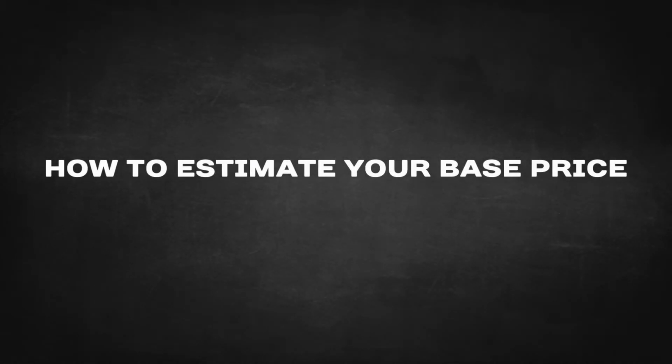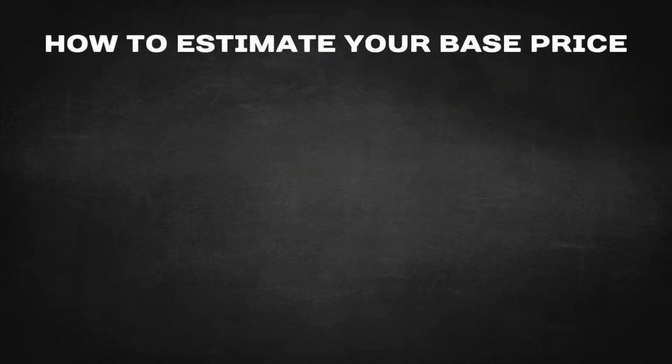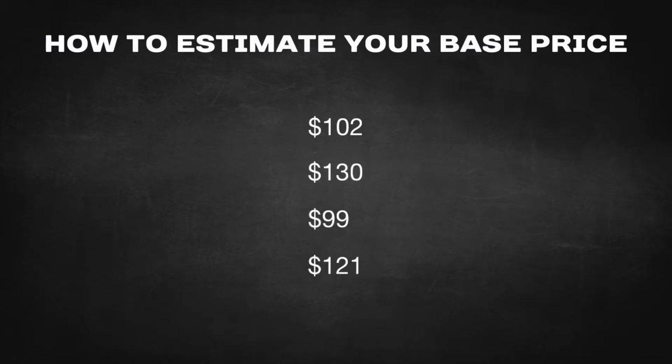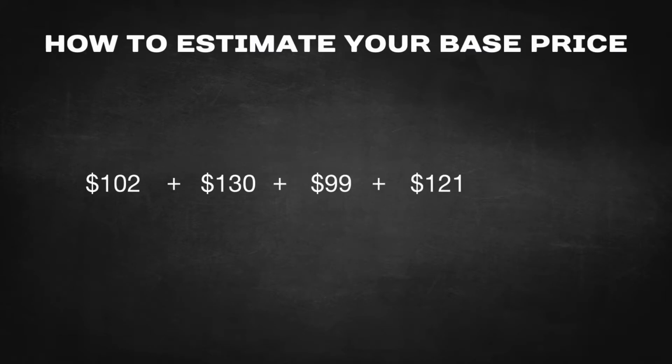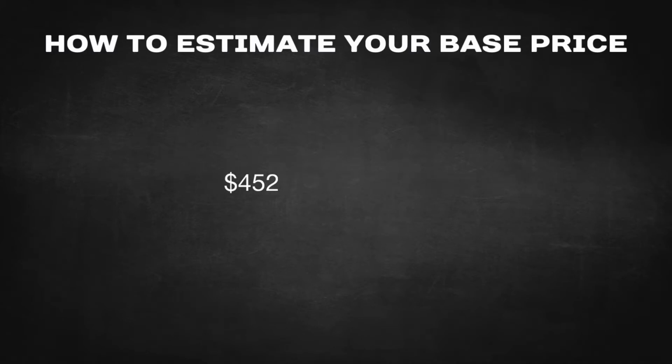For example, say you found 4 listings like yours with the following prices: $102, $130, $99, and $121. Add them up. 102 plus 130 plus 99 plus 121 equals $452. Divide this by 4, the number of listings, equals $113. Obviously, this is only a rough estimate still, but it gives you a ballpark figure.